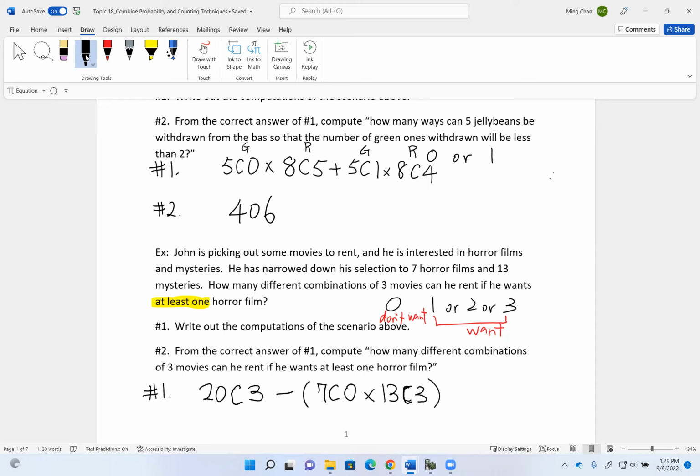followed by 13 mysteries, choosing all 3 of them. So this is what I don't want, subtracted from what I want.